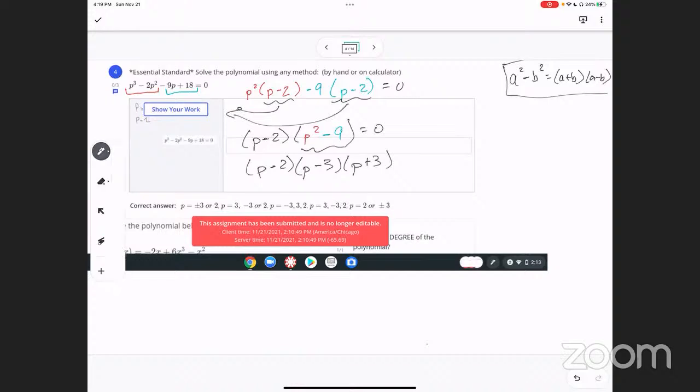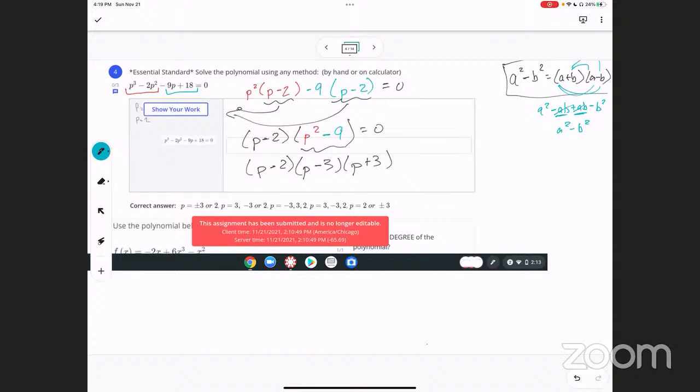Look at it. If you do A times A, what do you get? A squared. And what happens when you do A times negative B? Negative AB. Yeah. And what happens when you do B times A? BA, positive AB. And B times negative B, negative B squared. What happens to these middle two terms? They cancel each other out. Yeah, and that's why you just get A squared minus B squared. Okay. That's why that works.